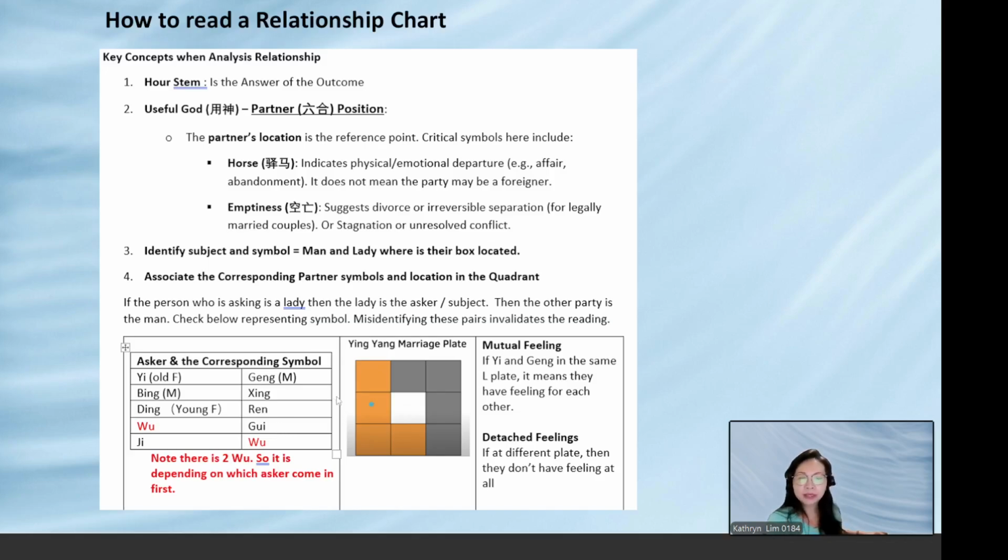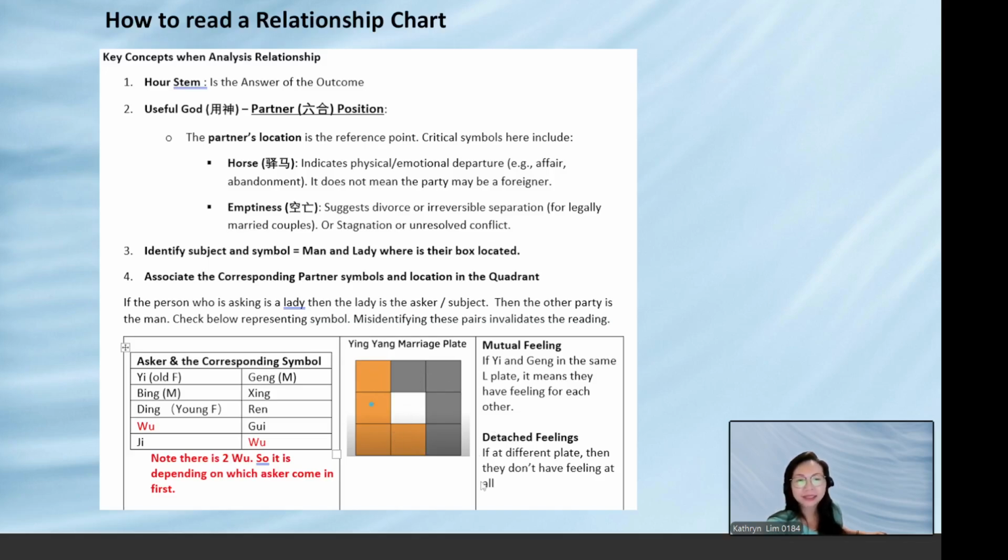In here, this chart is called the yin yang plate, and it's like an L-shaped plate and an inverted L. So if Yi and Geng, one male and one female couple, want to focus on their chart and see whether they are still aligned or connected together, you will have to see that both their palaces land on the same plate, the same L plate.